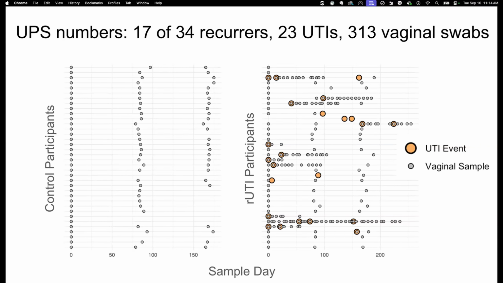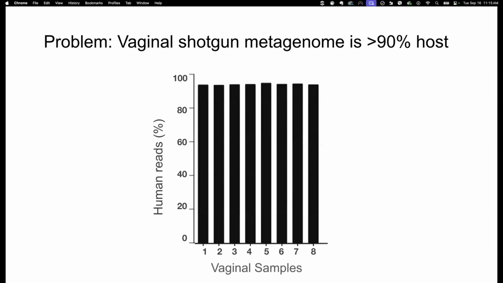But the first question we had was, are there differences in the vaginal microbiomes of these individuals, controls versus rUTI, that might give us some sense of what could be different and potential pointers to drivers?